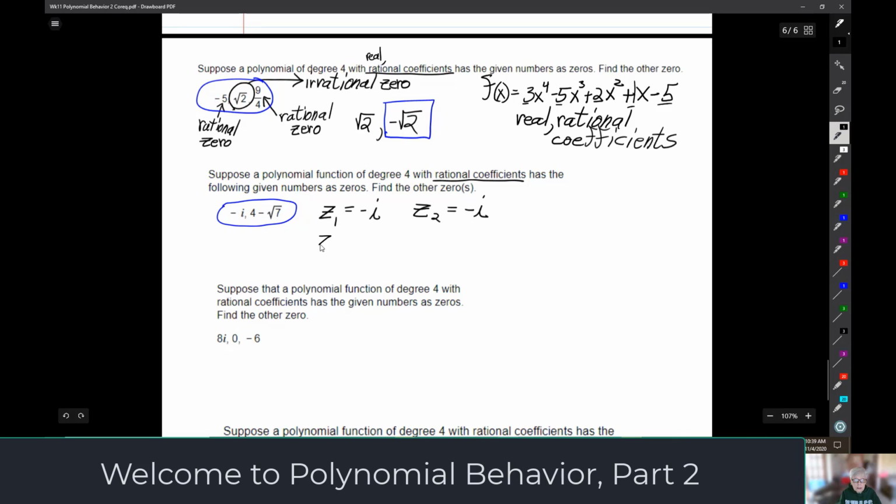And this irrational number, 4 minus the square root of 7, has got to be accompanied by its conjugate, 4 plus the square root of 7. So the answer you would put in the answer box would be that the other zeros are negative i, positive i. This is negative i. Its conjugate is positive i.